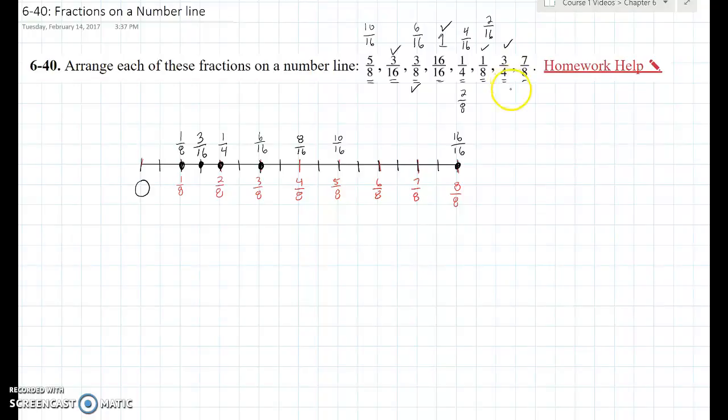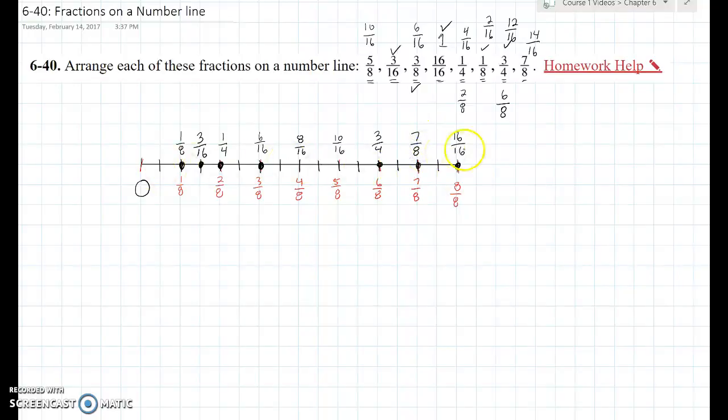3/4. So 3/4 is the same thing as 6/8, equivalent. There are 6/8 in 3/4, or this is equal to 12 sixteenths. So right here, this is 3/4. And then we've got 7/8, which is the same thing as 14 sixteenths. So if you made them all into sixteenths or all into eighths, that's not a bad way to go about it. So this would be 7/8.